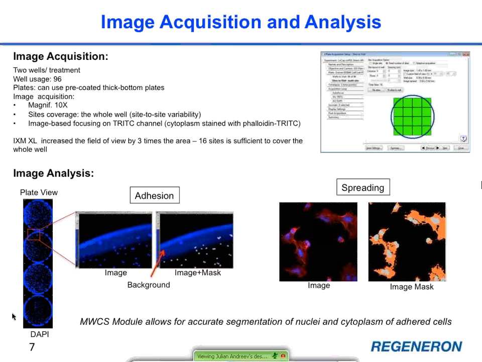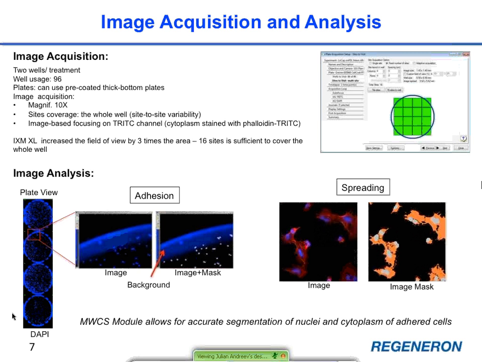Let's go now and look into some nitty-gritty of the image acquisition and analysis for this assay. We use 2 wells per treatment, 96 wells. Plates can be used which are pre-coated, and you can use thick bottom plates. We do image magnification at 10x, which allows very speedy acquisition of the whole well. Image-based focusing is done on the 3D channel, which allows for always in-focus cytoplasm stain with phalloidin.